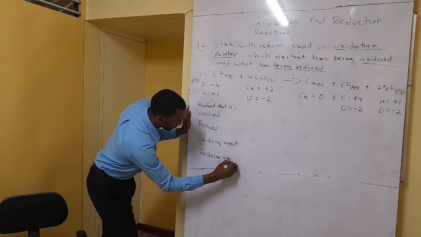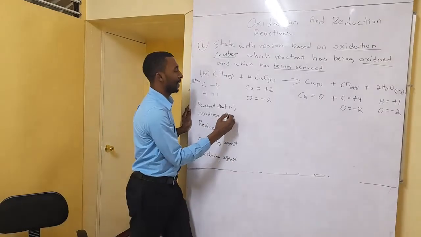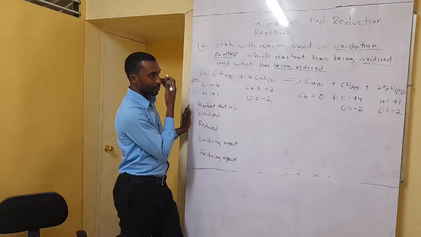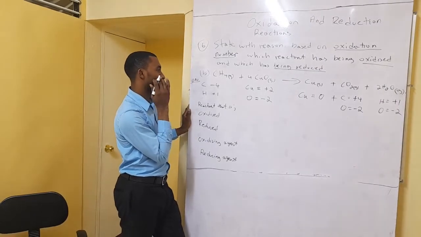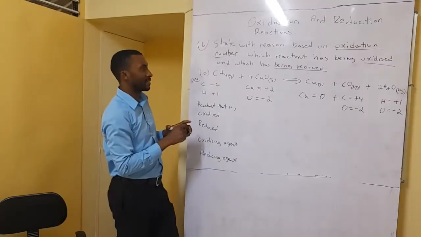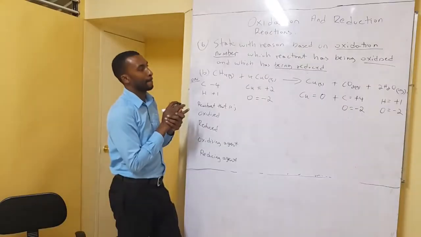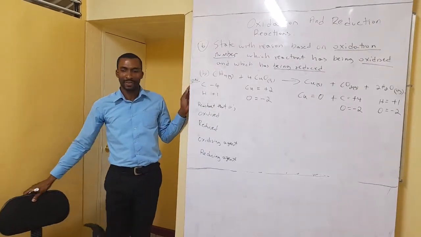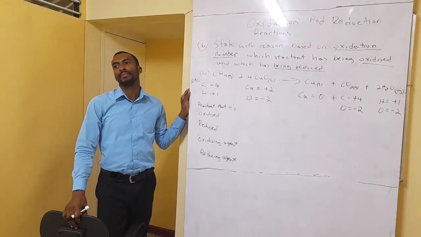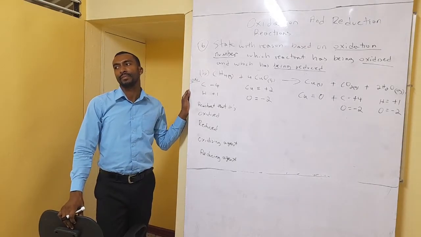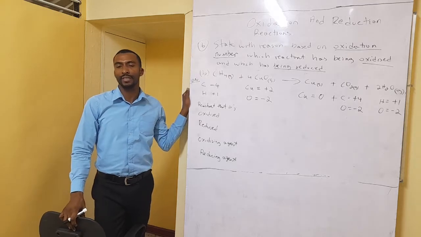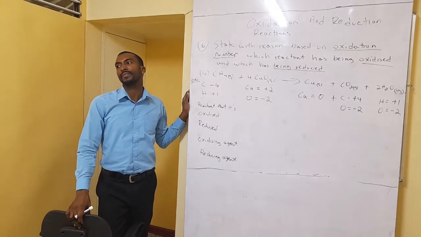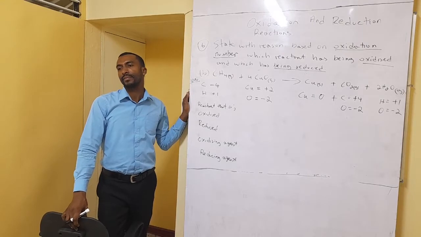What do you mean by something is oxidized? No, it's oxidation number we're talking about. That's why I didn't want to give the two definitions. It increases. Oxidized means loss of electrons. Or, in terms of oxidation number, what is oxidized? It increases.